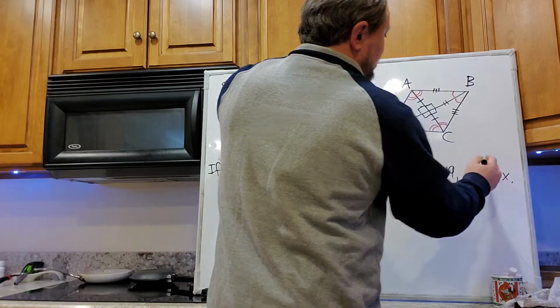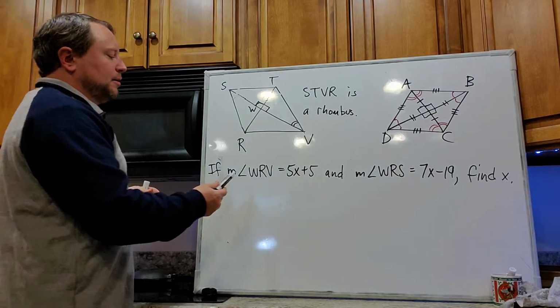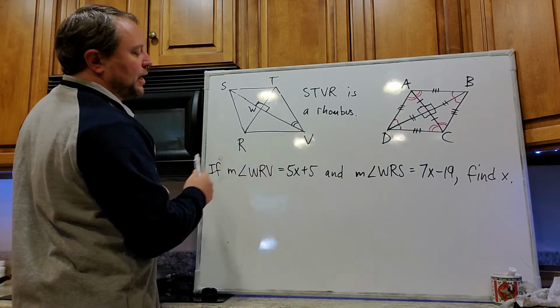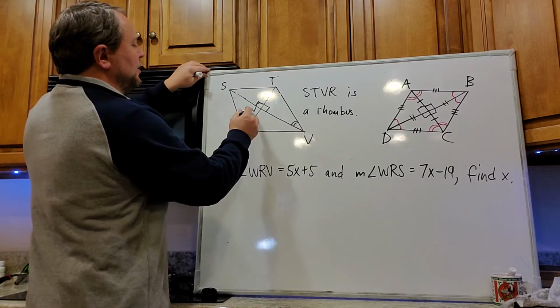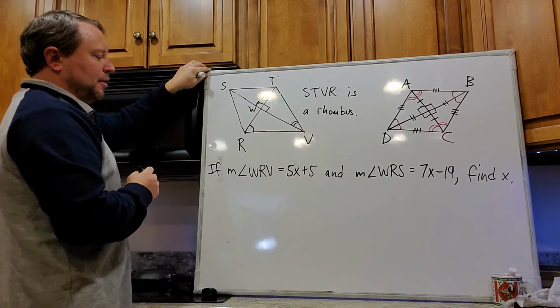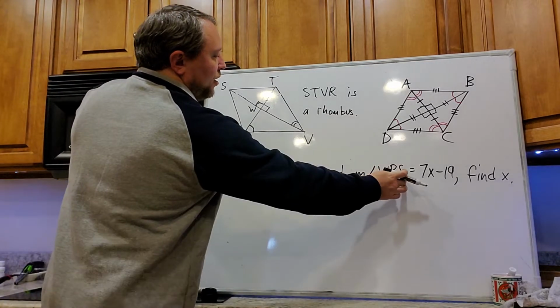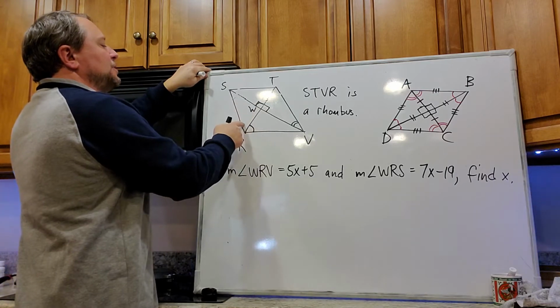And this time I want you to find x again. Okay, so if you look at, again, the order of the letters for the angles they name here, the first one, WRV. WRV is that angle right there. WRS. WRS is the other one right beside it here.